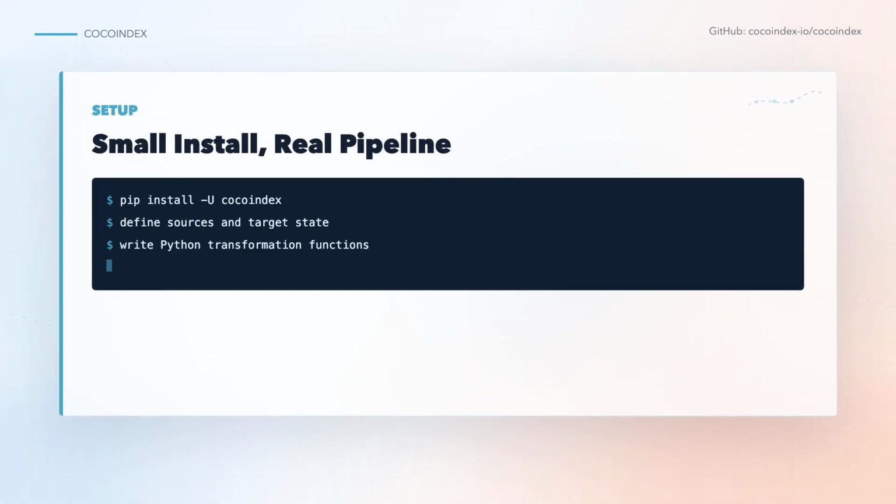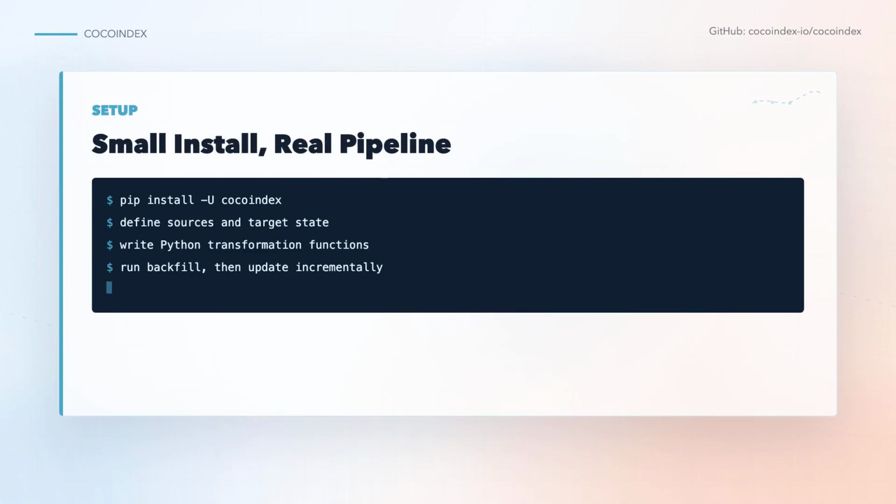Setup is intentionally small. The README starts with pip install, then shows a Python flow for documents, embeddings, and a Postgres target. You write the transformation in Python, but CocoIndex owns the update behavior. Run once for a backfill, then run again when the source changes.